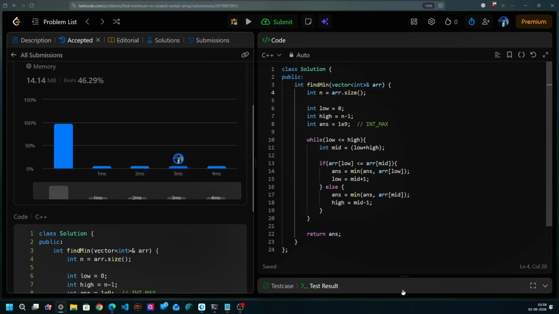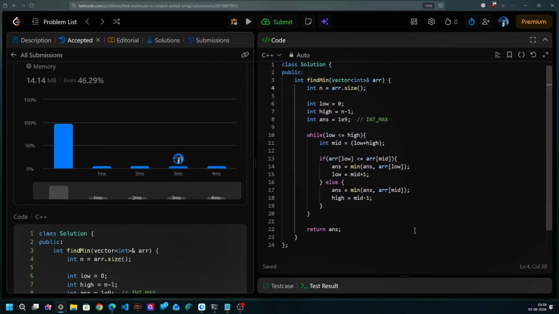So this is our whole code for this problem, and the time complexity is log n and the space complexity is O(1).